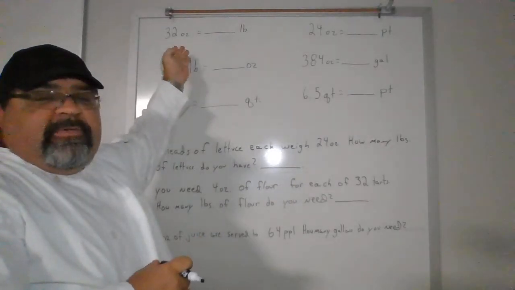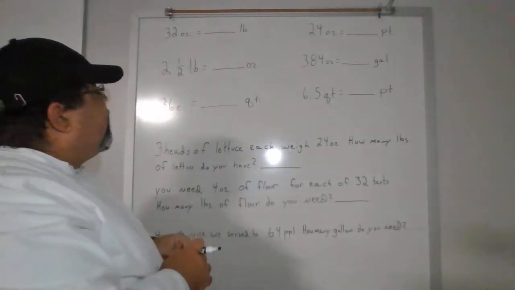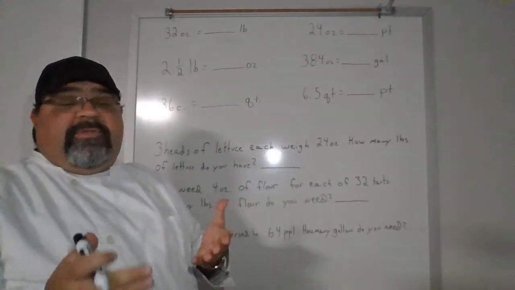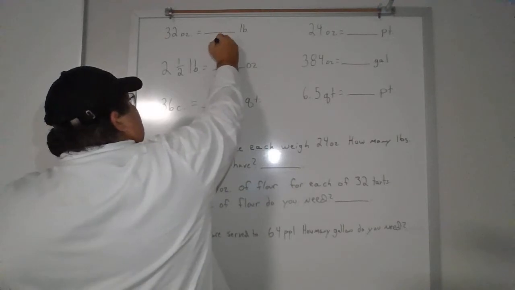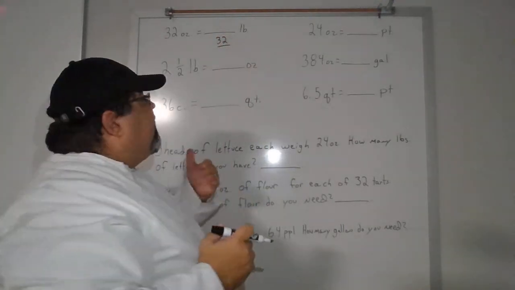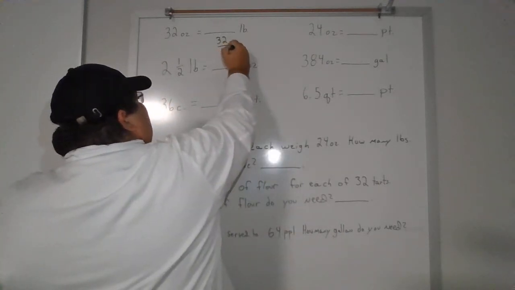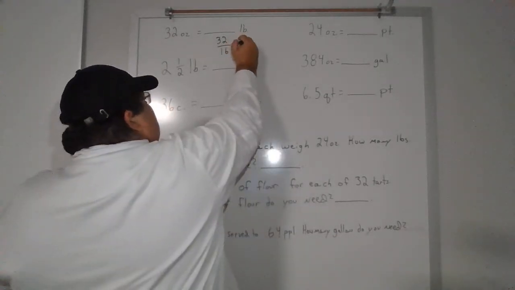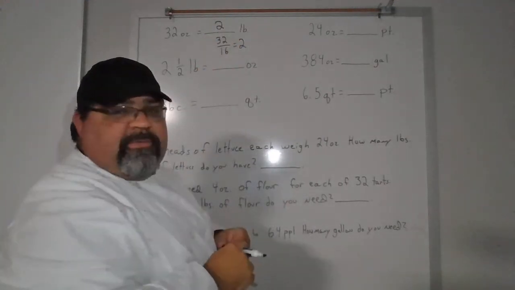It's 32 ounces, and we need to put it in terms of pounds. We come across this one all the time. What we do is we have to know the conversion. So 1 pound equals 16 ounces. So we're going to say 32 ounces, and we're going to divide by 16 to get the number of pounds. 32 divided by 16 equals 2. So our answer is 2 pounds.